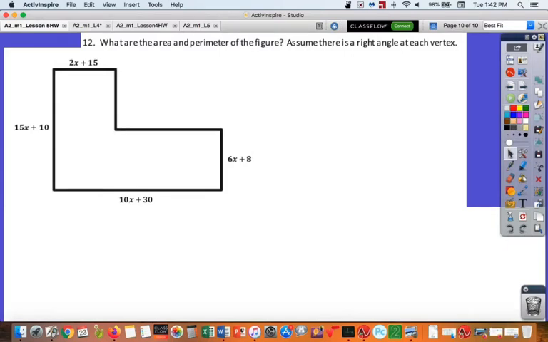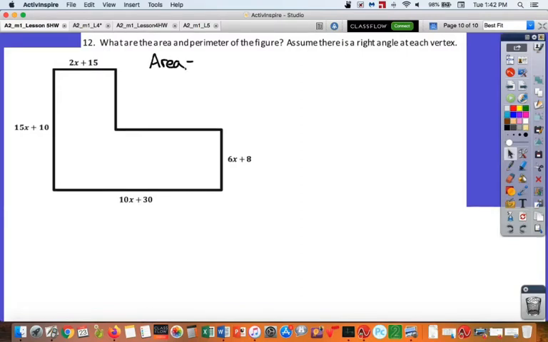So our problem here is we want the area and perimeter of the figure. Assume there's a right angle at each vertex. The vertex, of course, is the corners. So if it's a 90-degree angle or right angle, that means we can use the area formula, which is length times width.